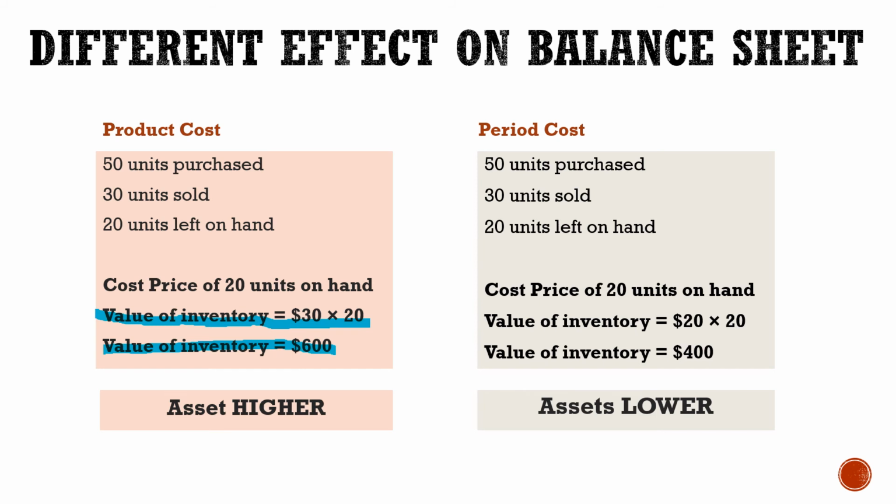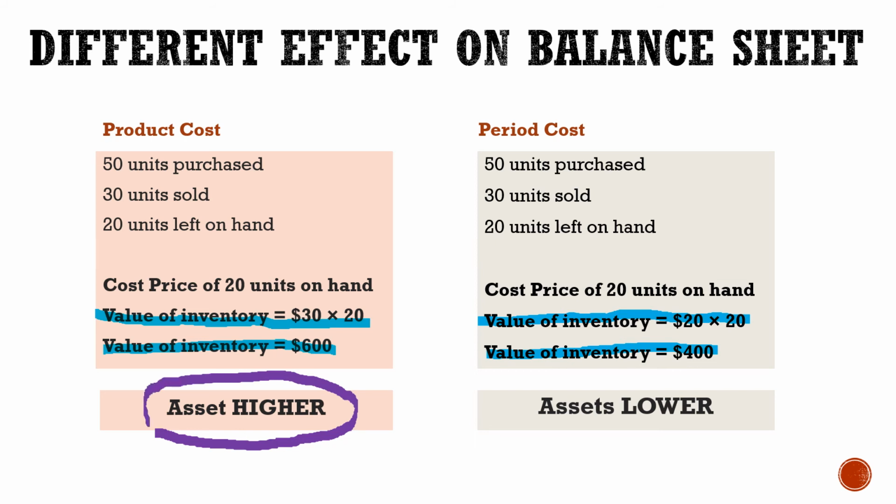On the other hand, using the period cost method, we value the inventory on hand by taking the $20 cost price per unit multiplied by the 20 units of inventory on hand. This gives us a total of $400. So what we can see here is that between the two methods, the product cost method gives us a higher value of inventory and therefore gives us a higher valuation of assets. On the other hand, the period cost gives us a lower valuation of assets.